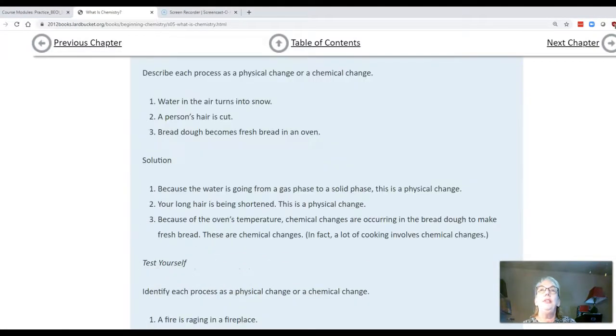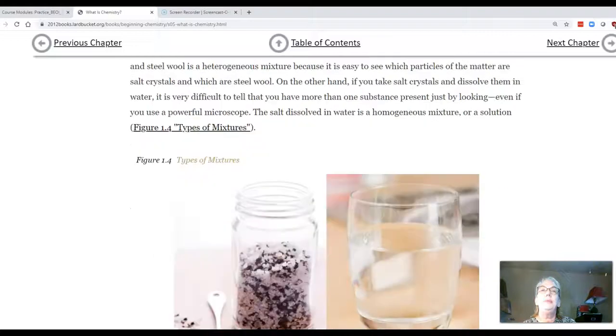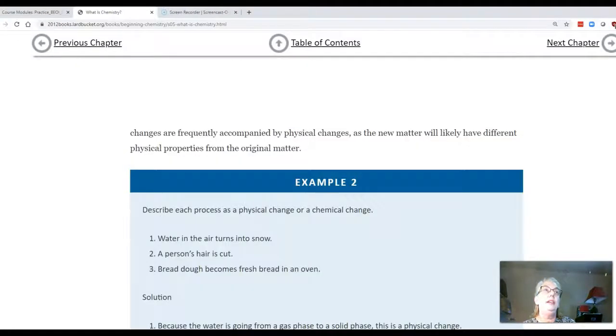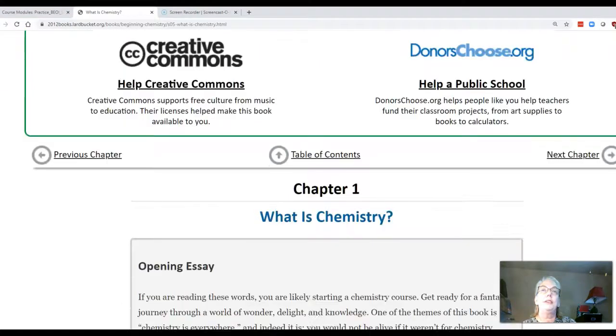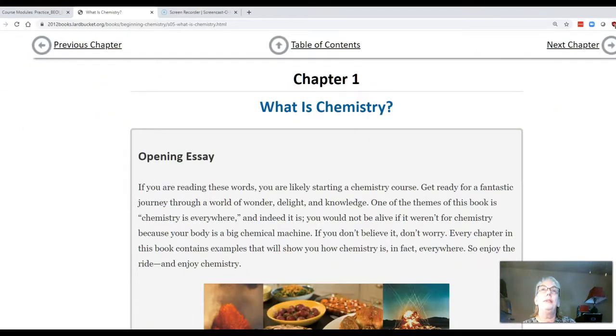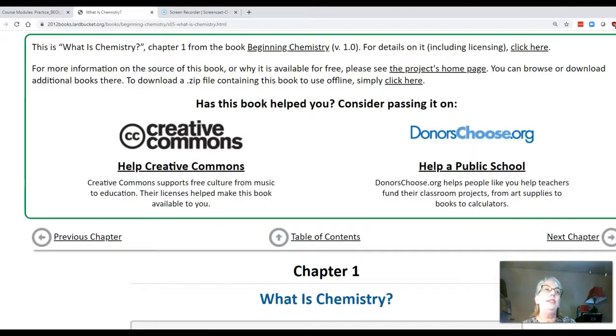So you're going to keep going through each one of these parts of the chapter, and read. And there are example problems, and the example problems are really good because they will help you understand how to do the math problems, especially in this book. When you get done with the first section, then you're going to go to the next. They call them chapters, but it's just going to be a section.